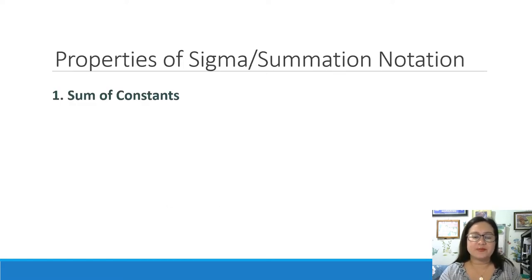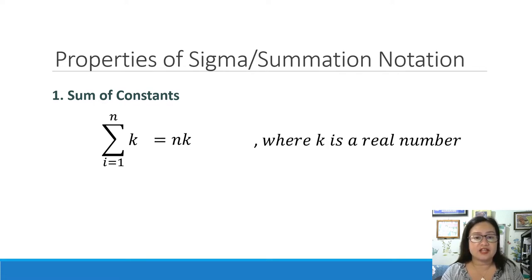There are some basic properties which we need to know in order to make our computation easier. The first one deals with the sum of constants. It says that if we would like to get the summation of k, where i starts from 1 up to n, we can just multiply n by k. That is, if k is a real number.